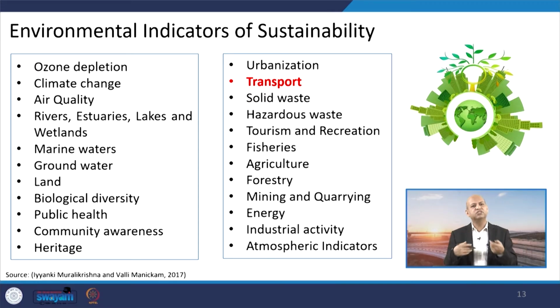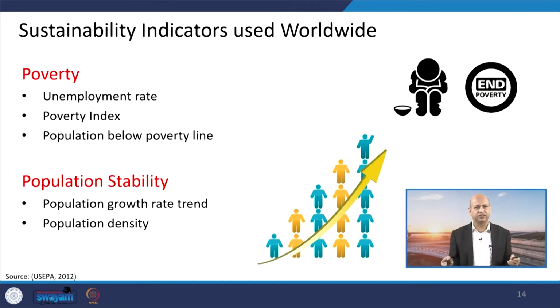Otherwise, there may be several environmental indicators, and the sustainability indicators used worldwide are of different natures. If we talk about poverty, then we have to see the unemployment rate, the poverty index or population below the poverty line, because several policies are based on those figures. So, these kinds of indicators also help us implement those policies.